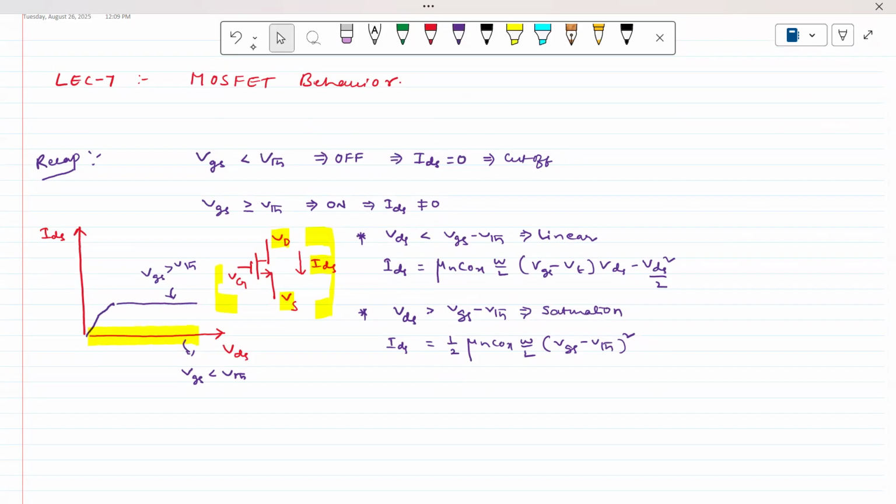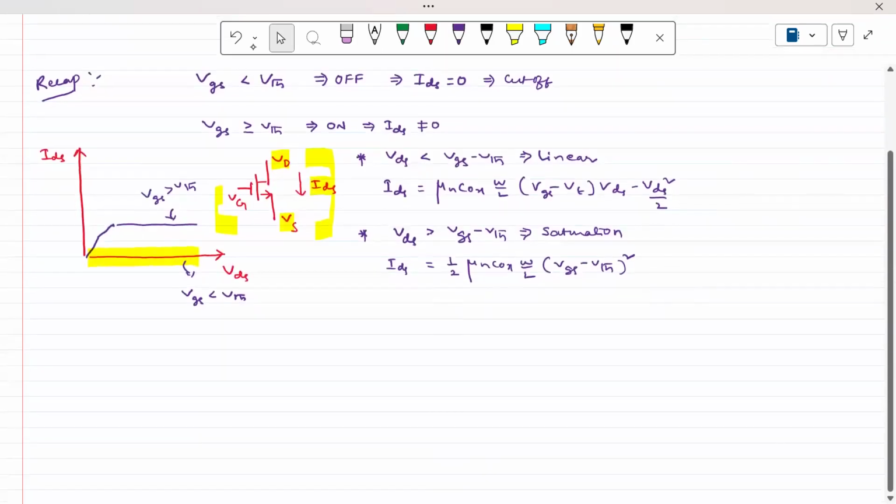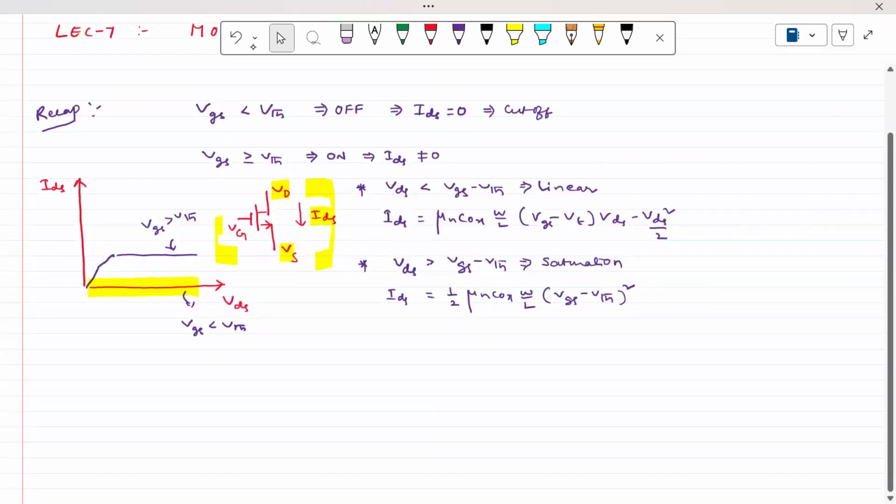Now let us see the same mathematical equations for the PMOS transistor. Let us see what the PMOS transistor is and under which conditions it will be on and off. First of all, I am going to give you the current values and all.